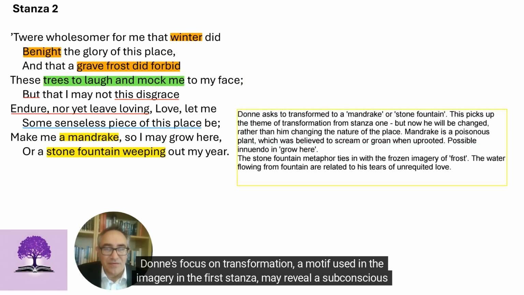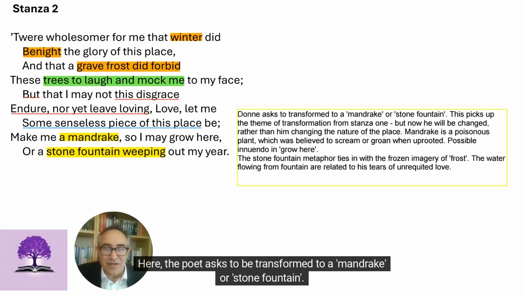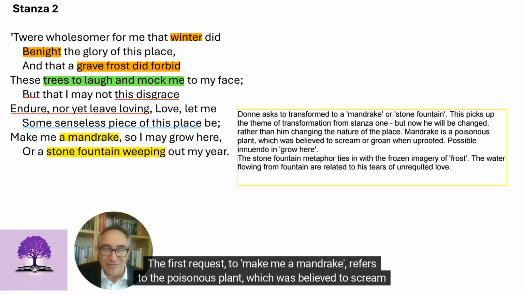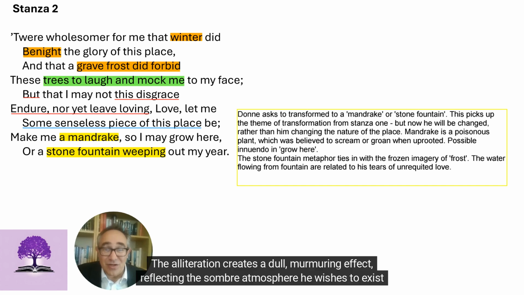Donne's focus on transformation, a motif used in the imagery in the first stanza, may reveal a subconscious desire for change. Here, the poet asks to be transformed to a mandrake or stone fountain. The first request, "make me a mandrake," refers to the poisonous plant, which was believed to scream or groan when uprooted. The alliteration creates a dull, murmuring effect, reflecting the sombre atmosphere he wishes to exist in.